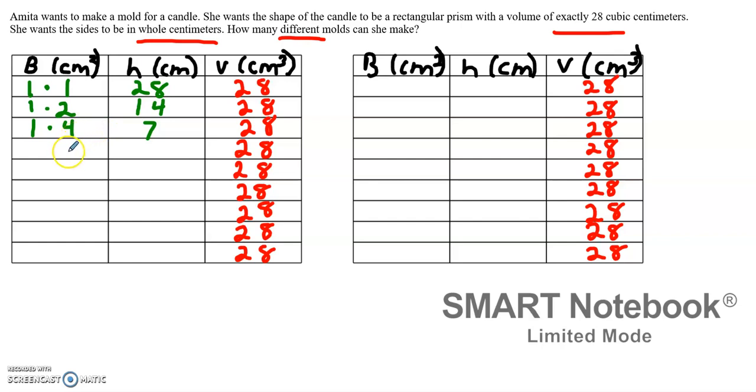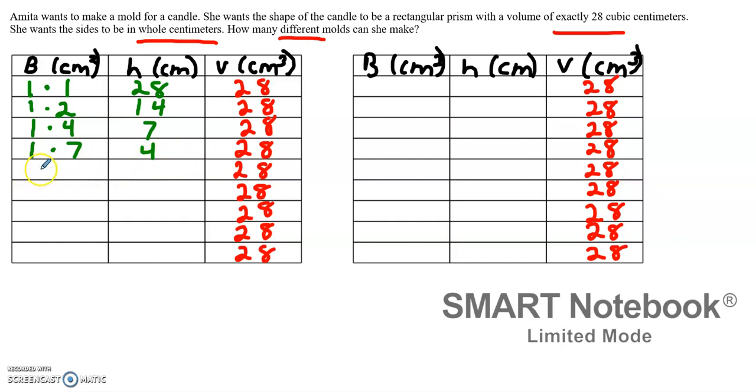So after 6 comes 7. So I know that 1 times 7 gives me 7, and 7 times 4 gives me 28. Now I go to 8. 1 times 8 is 8. 8 times a number does not give me 28. And I keep following that pattern, right? Because 9, 10, 11, 12, 13 times any of those numbers will not give me 28.